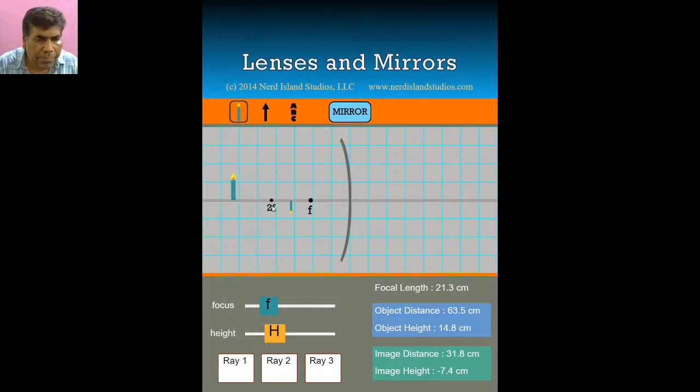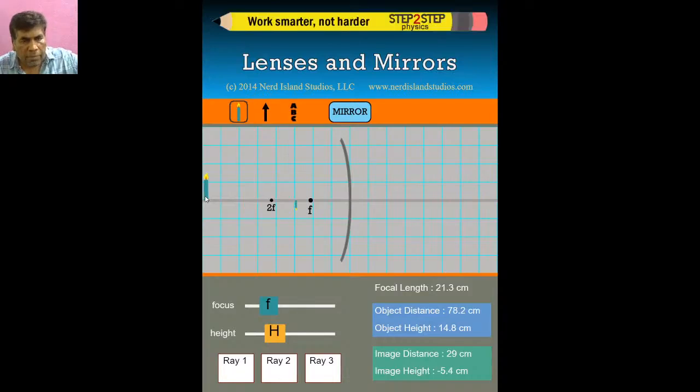This 2f point. 2f stands for double the focal length. Double the focal length means radius of curvature, and that point is known as the center of curvature. I am moving the candle. First it is at infinity. When it is at infinity, the image is very, very small. The image is formed downside, inverted, because it is up and down. It is formed on the same side of the mirror, the left side of the mirror.